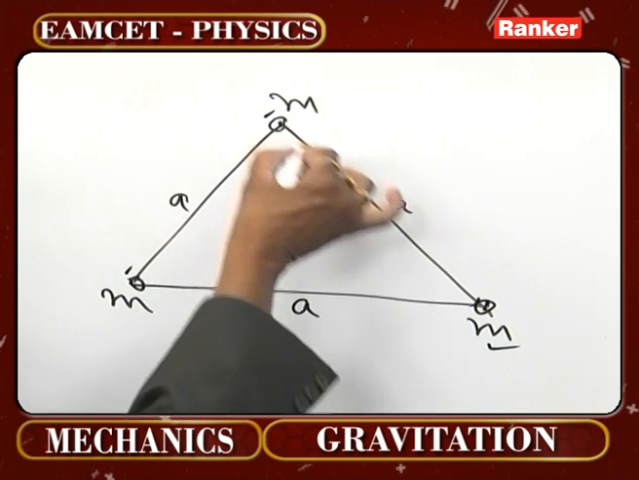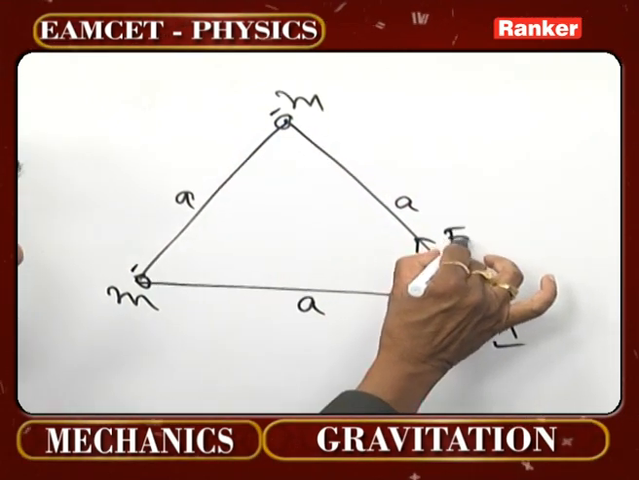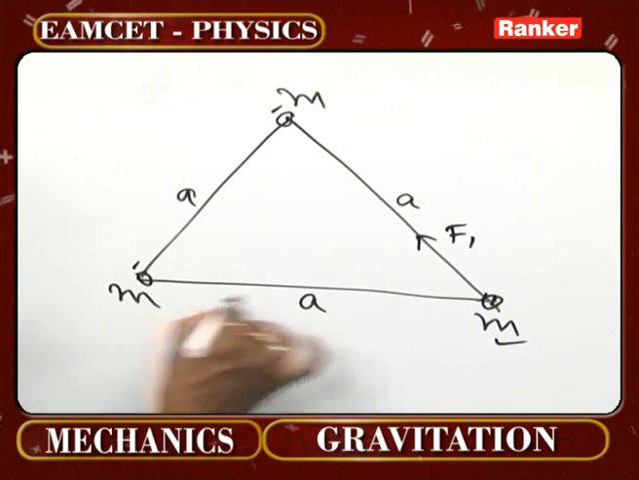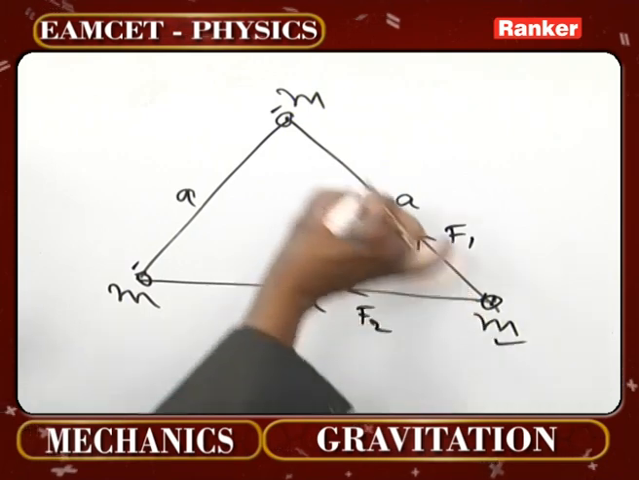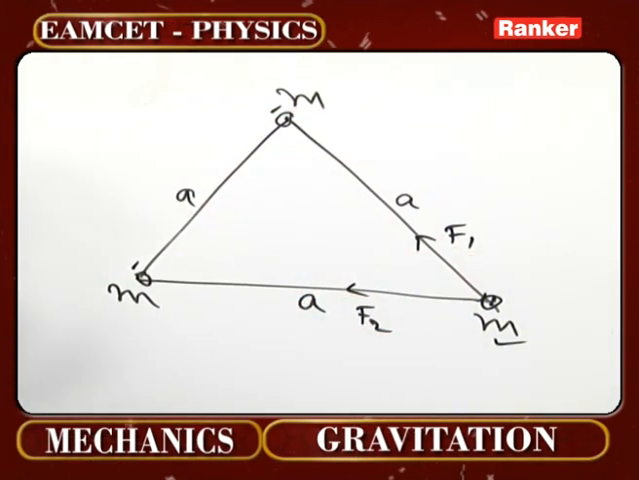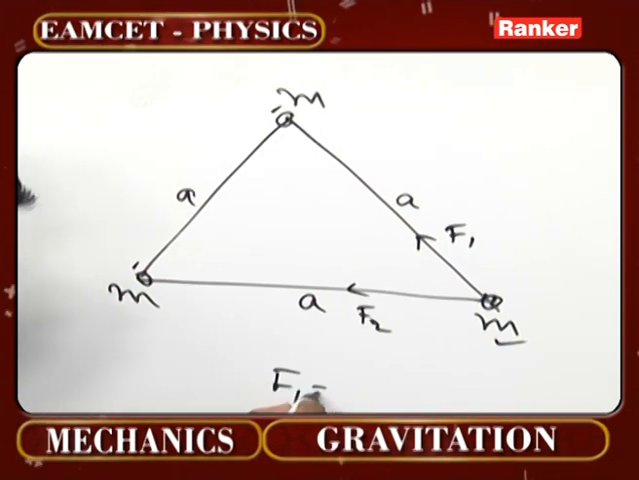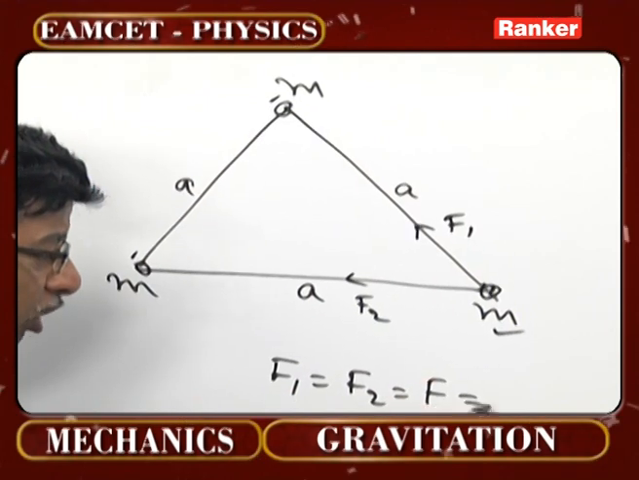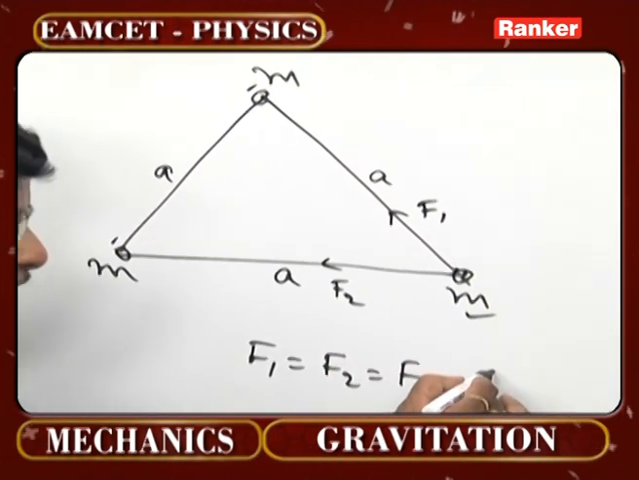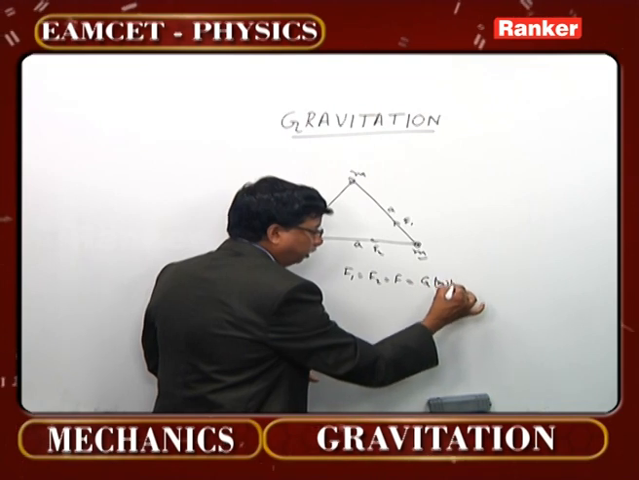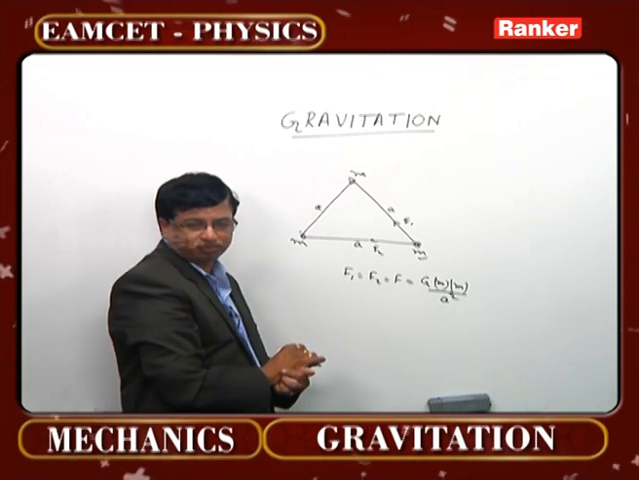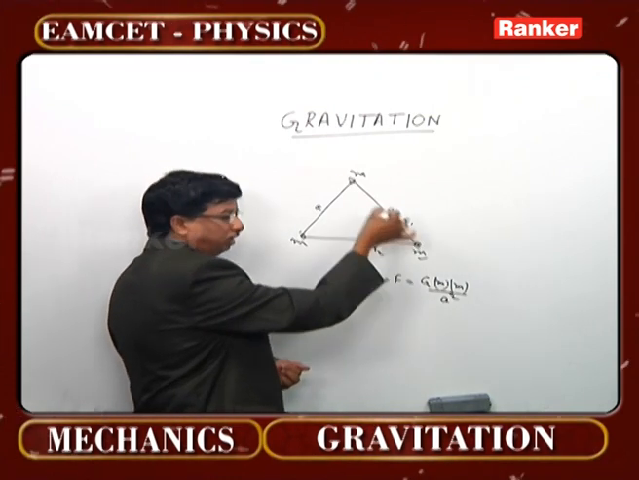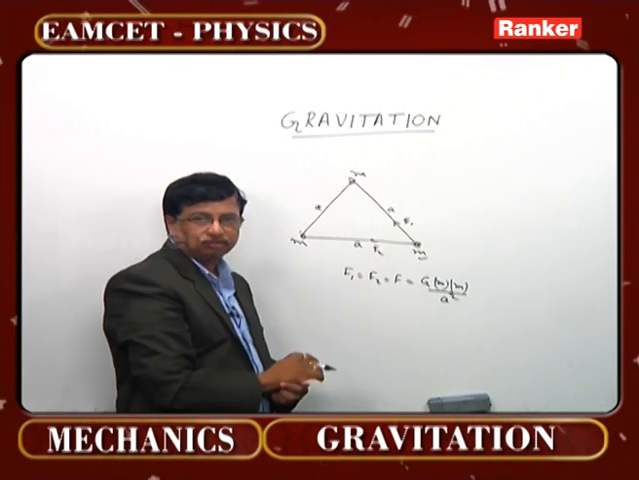That means the force of attraction between these two, if I take that as F1, and the force of attraction between these two, if I take that as F2, since the masses are equal and the distances are equal, F1 and F2 are going to be equal. Then what is the value of F1 or F2 here? That is equal to F only. But how to write this formula? G m1 m2 by r square, in this case it will be a square, because the distance of separation between these bodies is given as a itself.